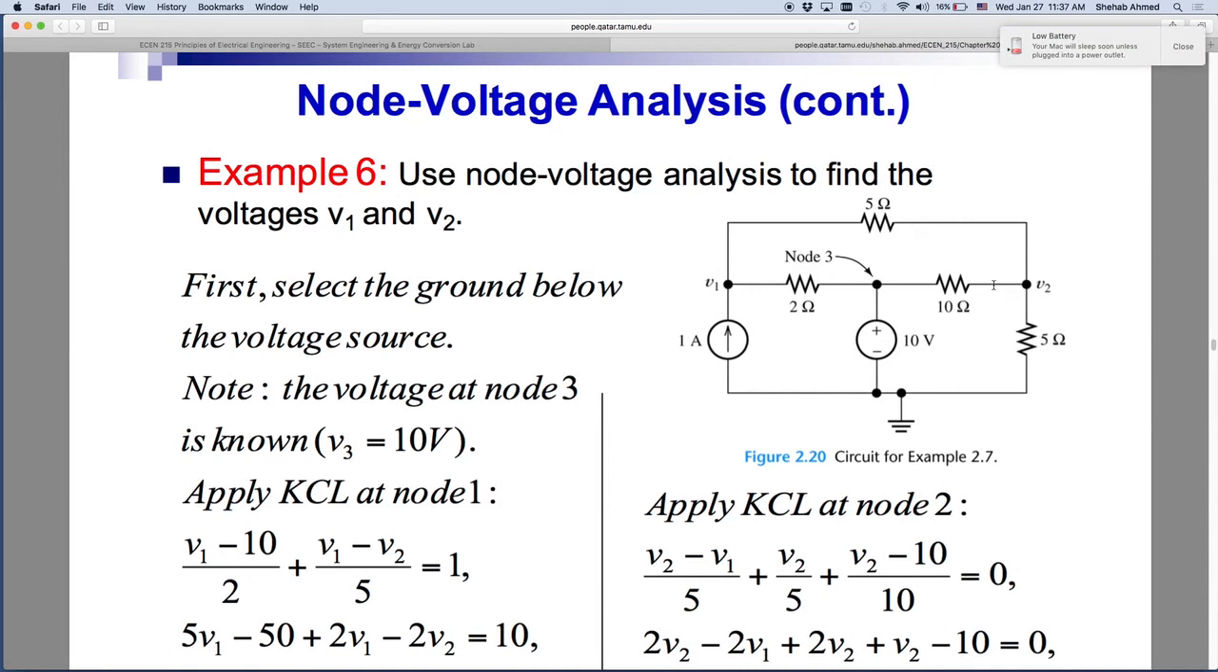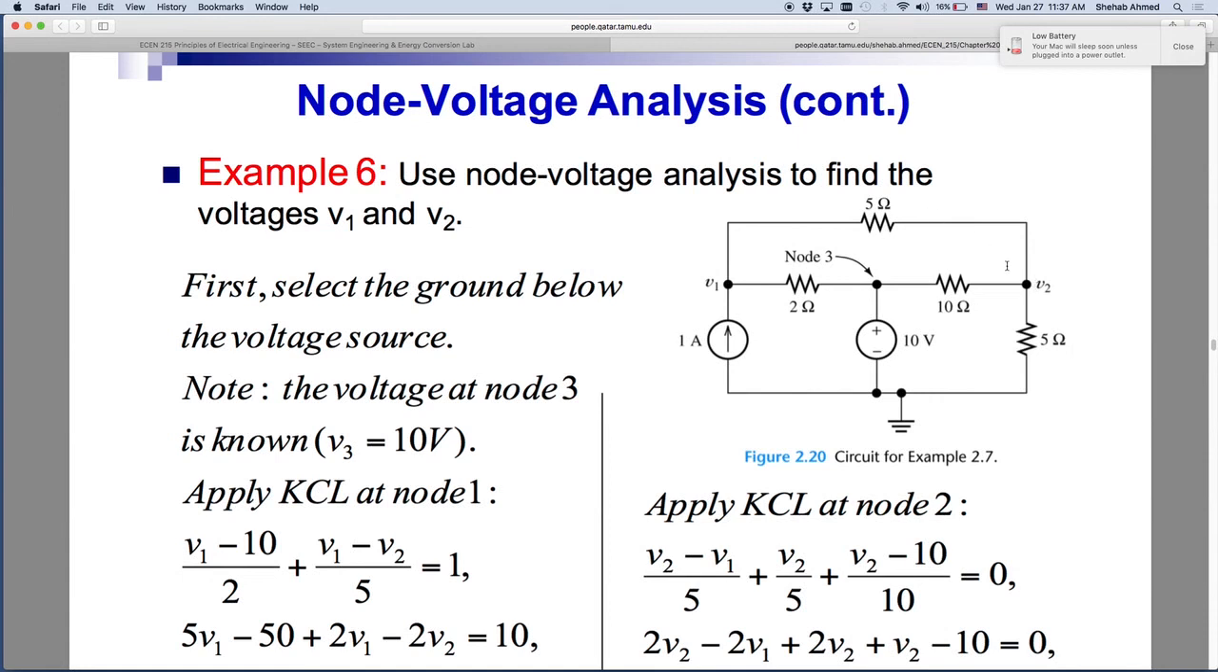So where is node 2? Node 2 is here, right? So this is node 2 that I have here. So I will apply Kirchhoff current law at the node. So how do I go about that? This current was coming in to this node from this 5 ohm resistor. So this current is equal to what? Still, it's V1 minus V2 divided by the 5 ohm resistor.